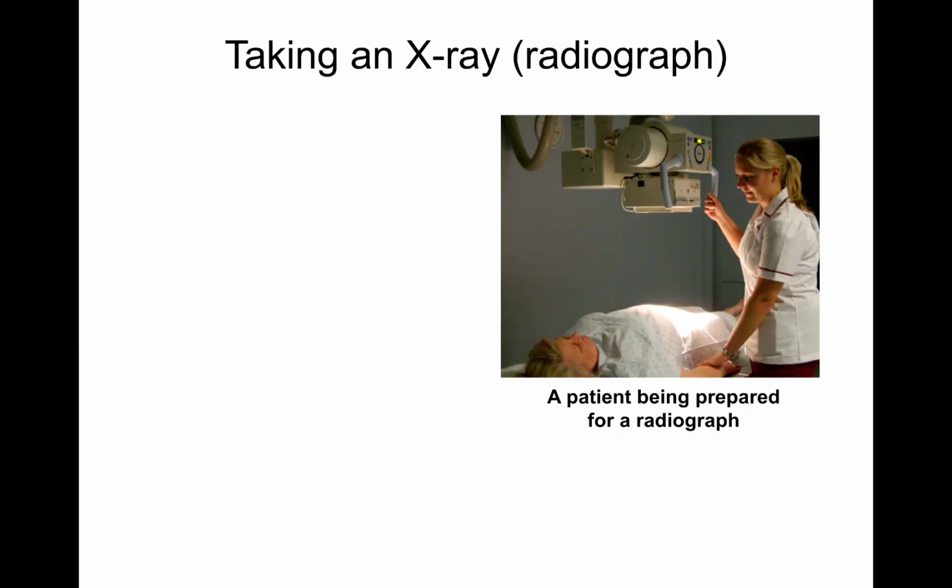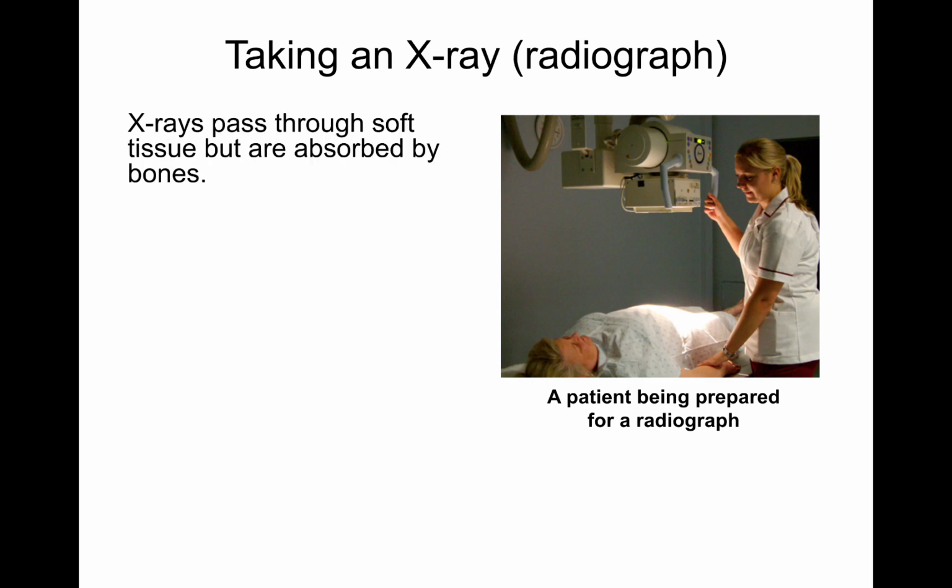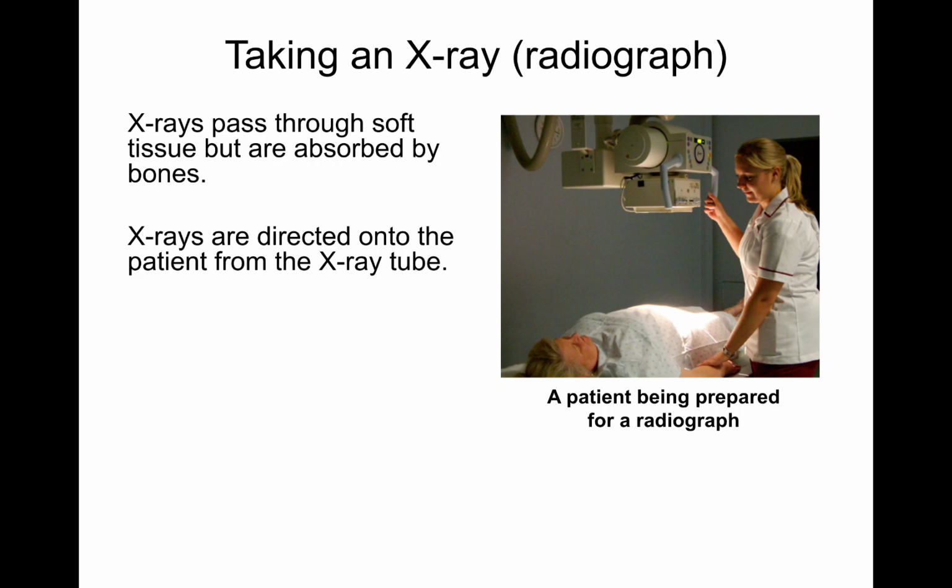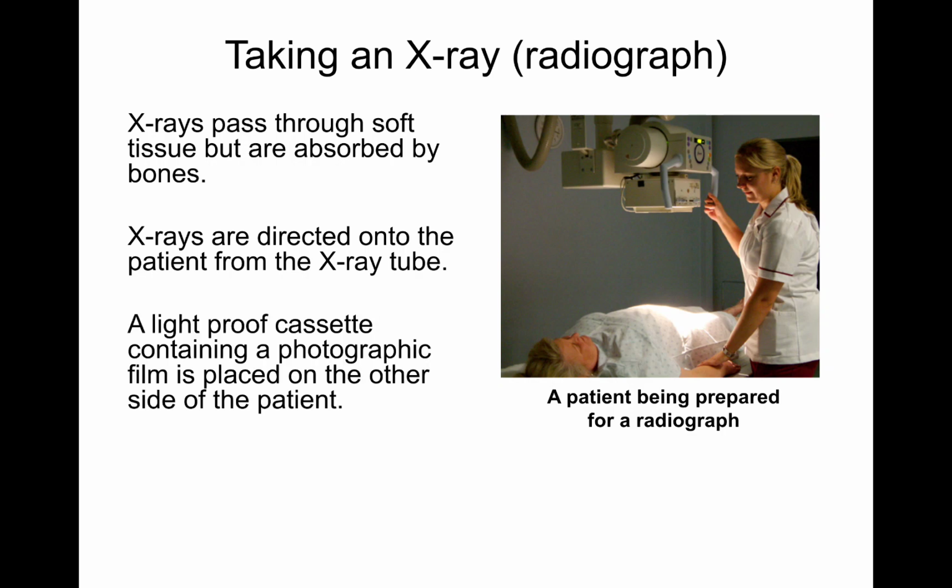So how about taking an X-ray? Let's discuss this one a little bit. X-rays can pass through soft tissue. In terms of you or another human being, that's basically everything but bone. So X-rays pass through all the soft tissue but are absorbed by bones. X-rays are directed onto the patient from the X-ray tube above, as you can see on this photograph on the right.